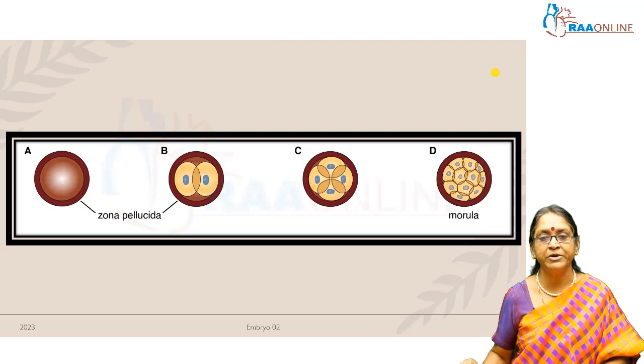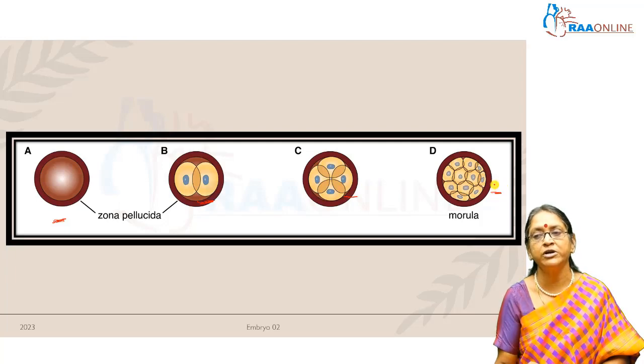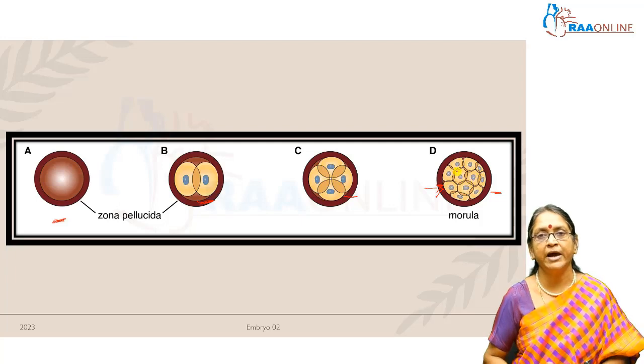So this is now a picture to show you what happens. You find this is the single cell zygote, and that becomes 2 cells, and then 4 cells, and then you find more cells, and that is the morula. You find the cells are all very closely packed to one another. Of course, this is a pictorial representation, but an illustration makes you understand better. You find the cells are overlapping one another, but they are so closely packed to each other.